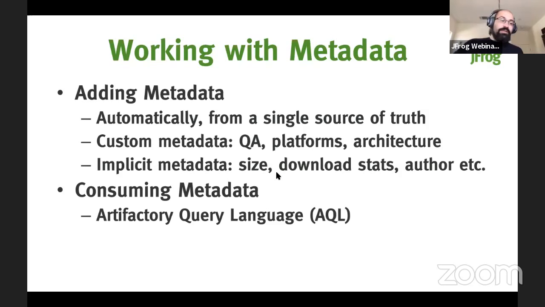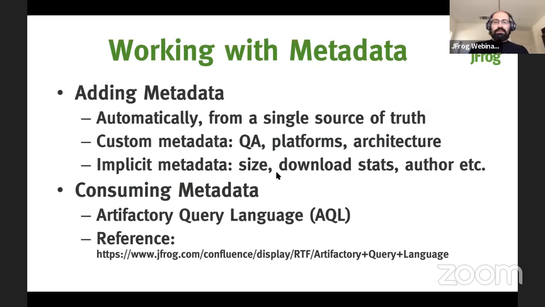So with Artifactory, it's fairly easy. We have Artifactory Query Language that gives you access to any metadata, both implicit and explicit, and you can mix and match. You can say, give me all the artifacts from a certain build that target a specific platform and were downloaded more than 3 times, and the size is more than 10 megabytes, right? So you can mix and match implicit and custom metadata in one query, and you can see the reference here. Basically, go to our user guide and search for Artifactory Query Language. You'll see a full reference with tons of examples of how to use it.